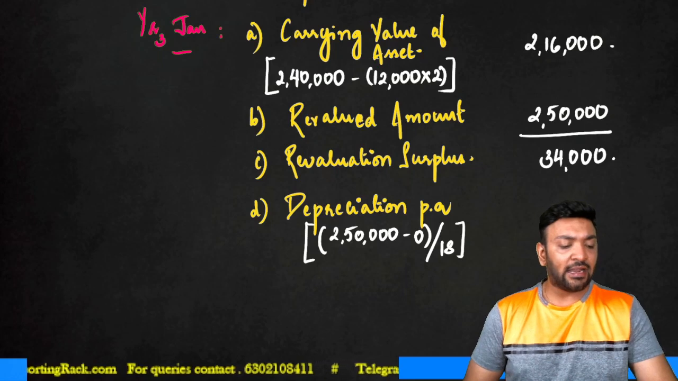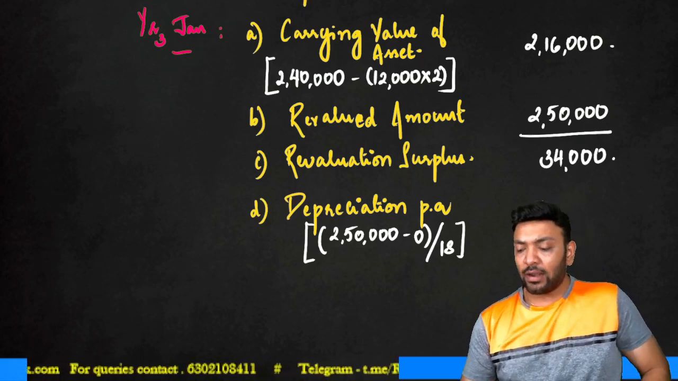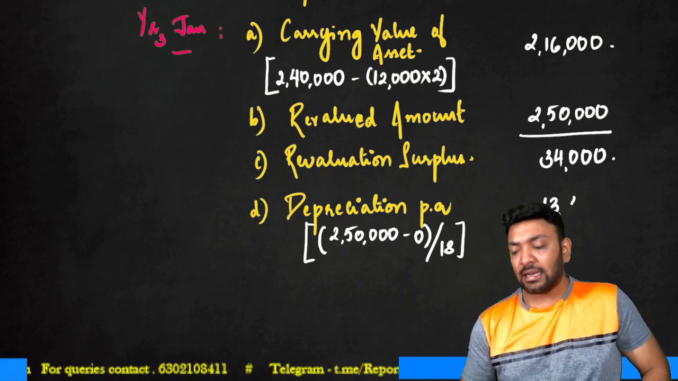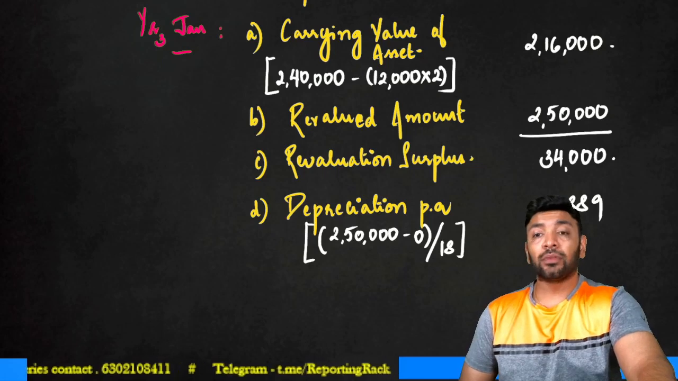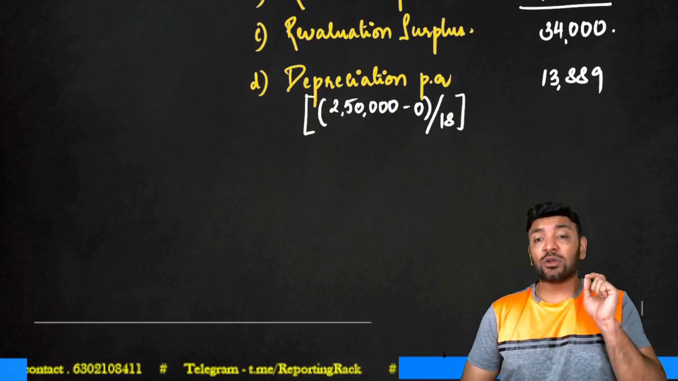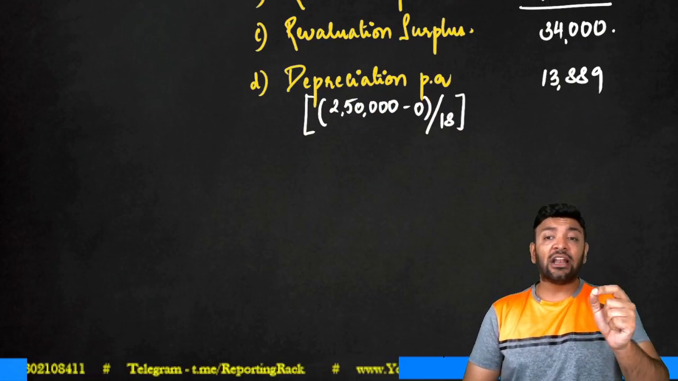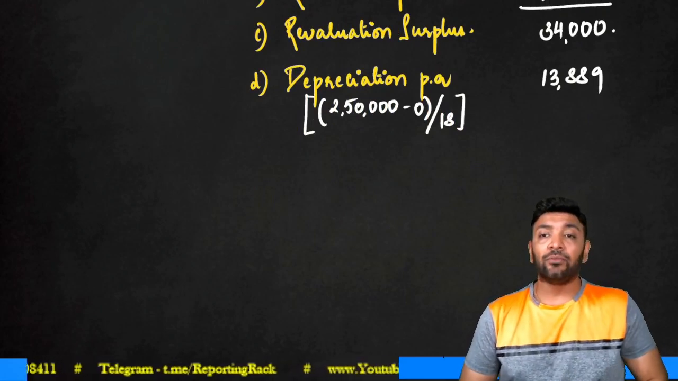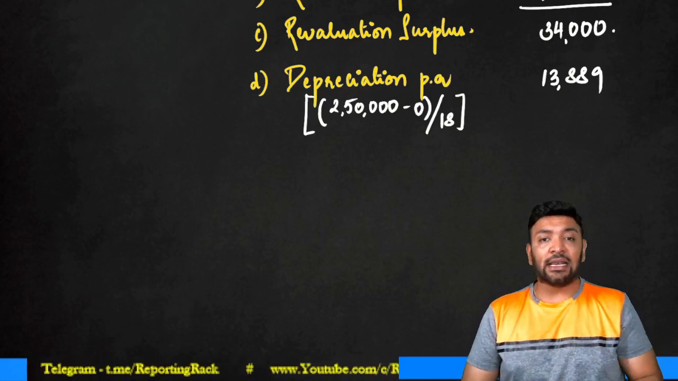2,50,000 divided by 18 is not perfectly divisible. The amount would be 13,889. Guys, remember, your earlier depreciation was 12,000. Today's depreciation after upward revaluation is 13,889. The increase in the depreciation per annum is 1,889.